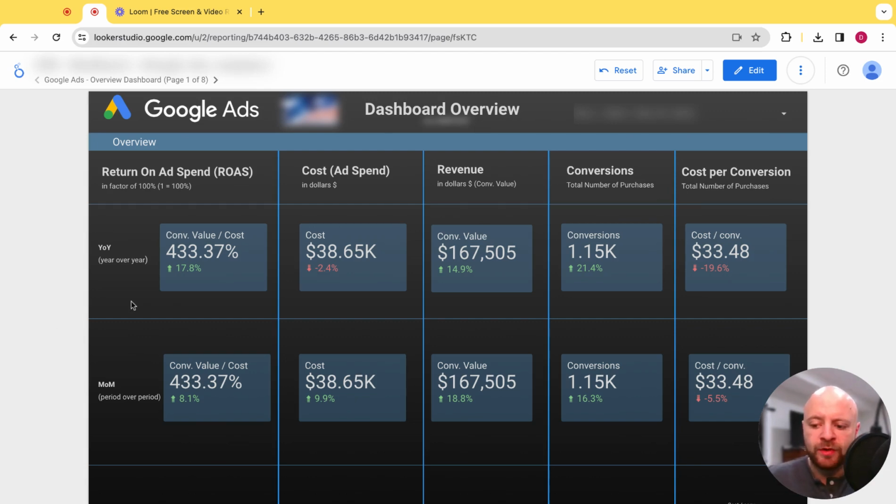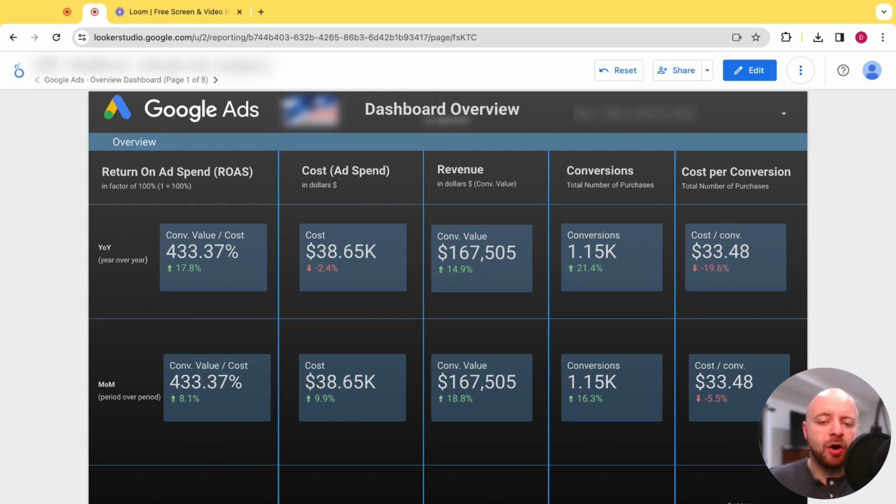So what this shows is we had a 433% return on ad spend. My talk track here is 433%. That means for every $1 that we invest in marketing, we're getting $4.33 approximately back in revenue. It is good for this client. Next column here, and I'll notice too, this is up about 17%. Okay, that's good. Year over year, that's good. Our cost was $38,000. That was down about 2.4%.